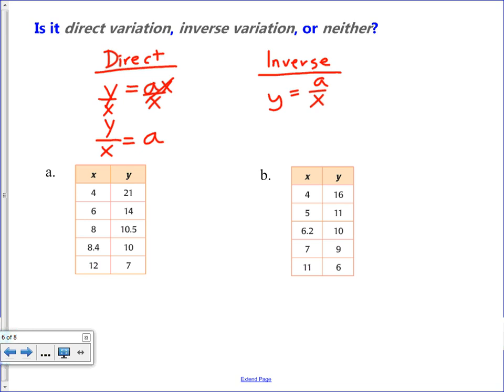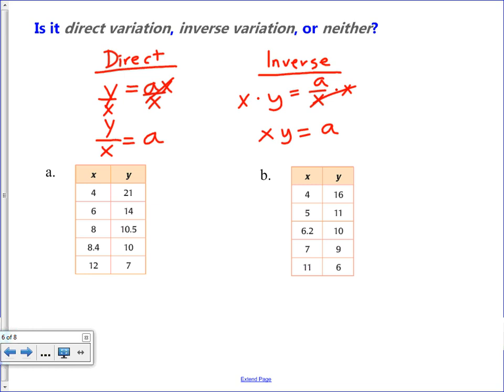And to do the same thing in the inverse equation, now we're going to multiply both sides by x to get rid of it from the denominator. And x times y equals a. So what we're going to do in both of these tables is try to figure out whether dividing the two variables gets us a constant or multiplying the two variables gets us a constant. That's how we'll know whether it's direct or inverse variation.